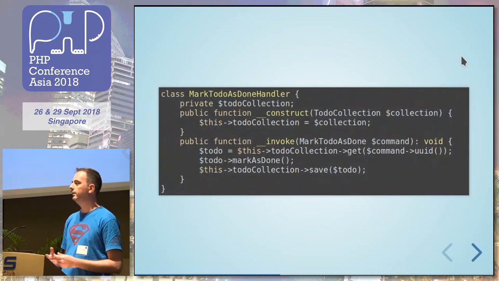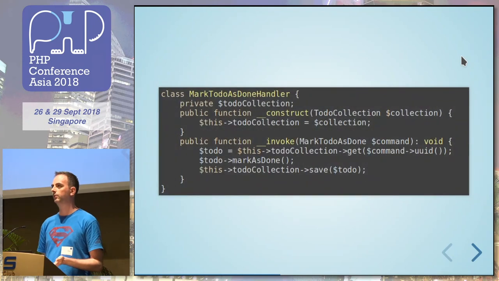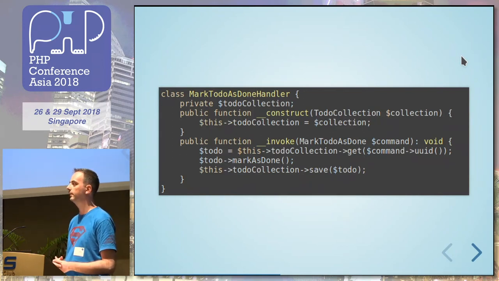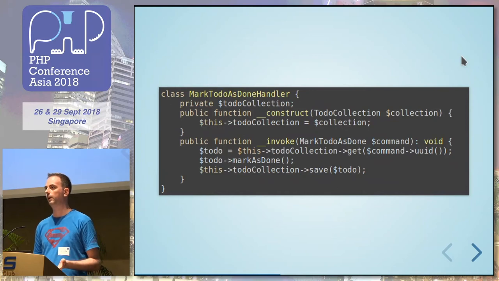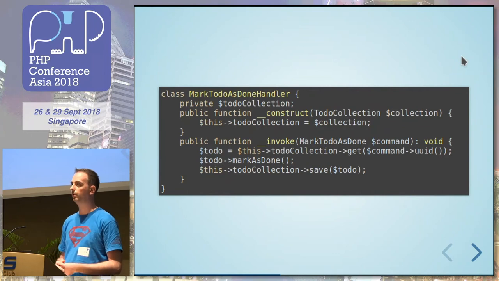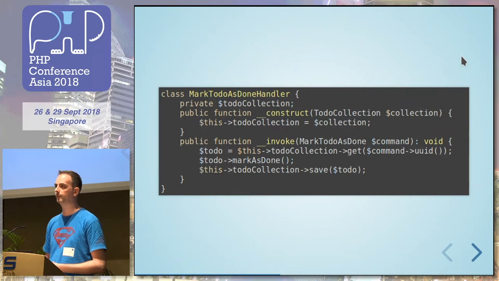So next thing, you need some kind of mechanism that calls this mark as done method for you. So you probably come up with some command handler like this, mark to-do as done handler. In the property, you have a to-do collection that you have to fill with a constructor, and you have a public function invoke, which receives the mark to-do as done command. Internally, what we do is we just fetch the to-do from the collection by its ID. Then we can execute the mark as done method and save the to-do back.